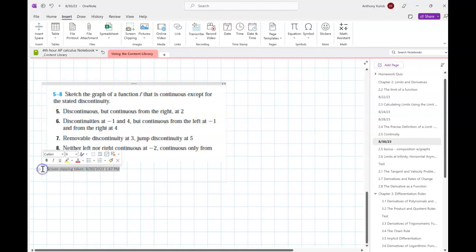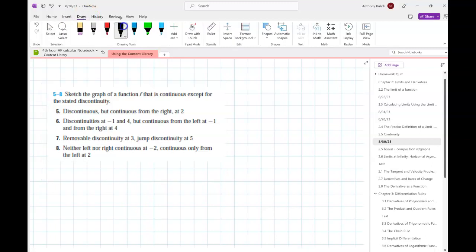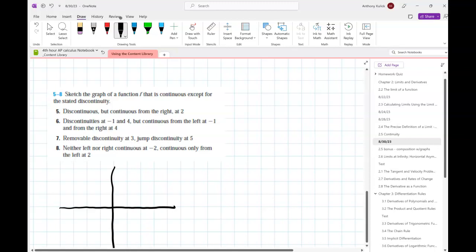Grab that whole block. So it says you want to state a function that's continuous except for the stated discontinuities. Okay. So answers here can vary. It says there's a removable discontinuity at 3. So I'm going to put an open circle at 3 where the graph comes into it and comes out of it, right? Yeah. And then it says a jump discontinuity at 5. So we'll do that.